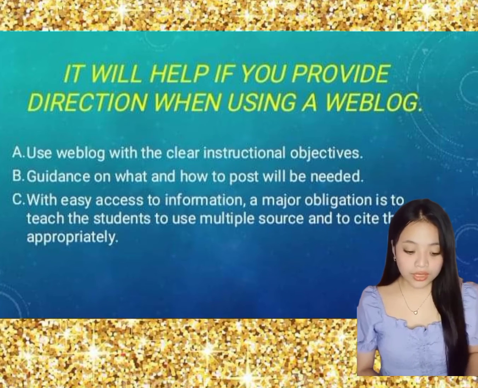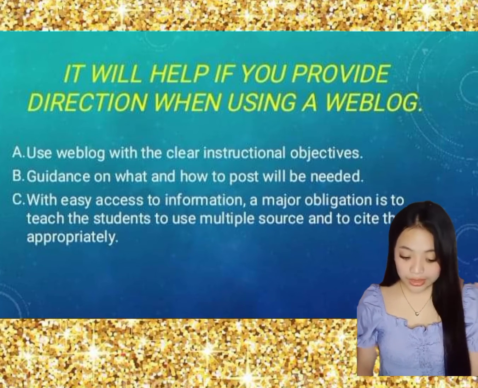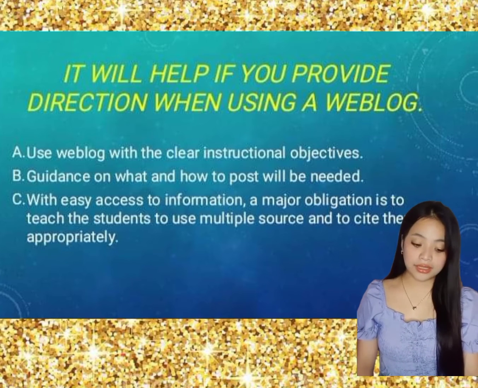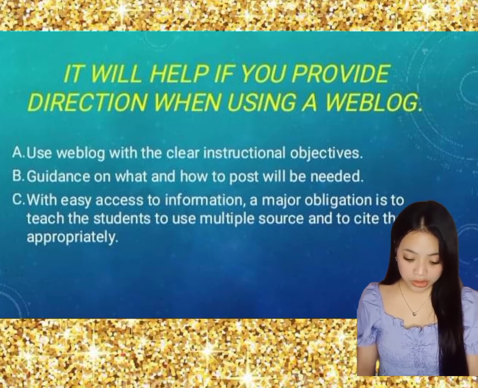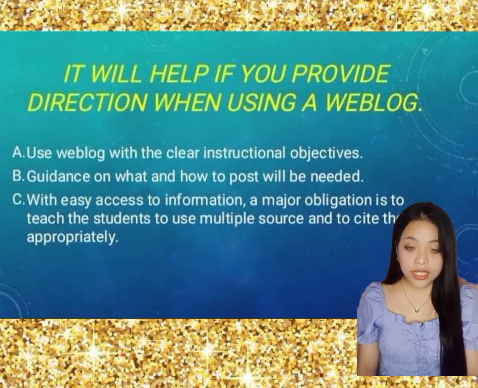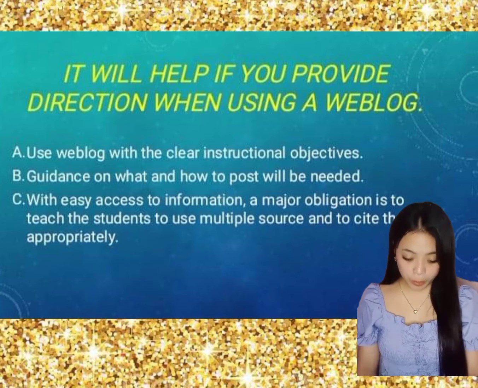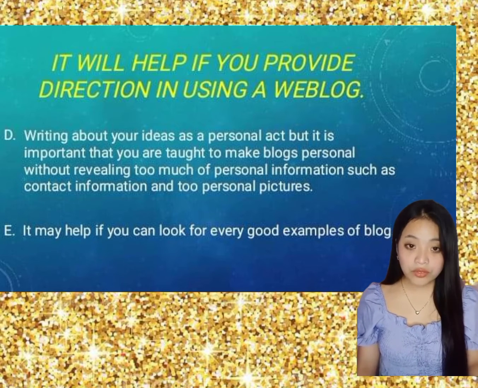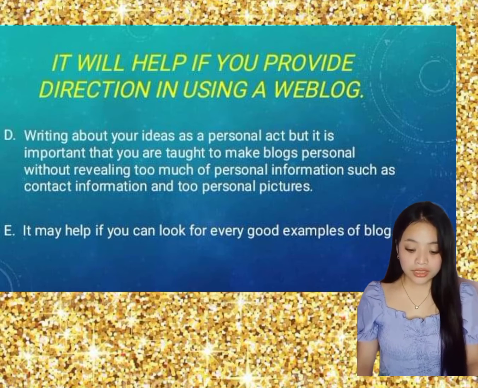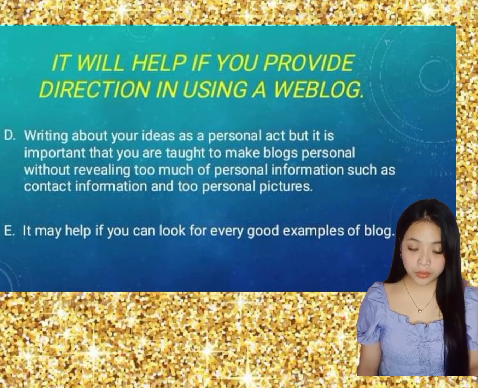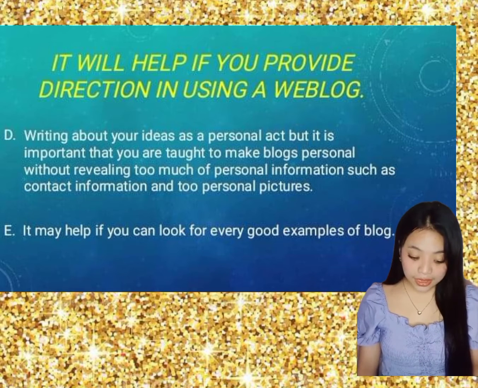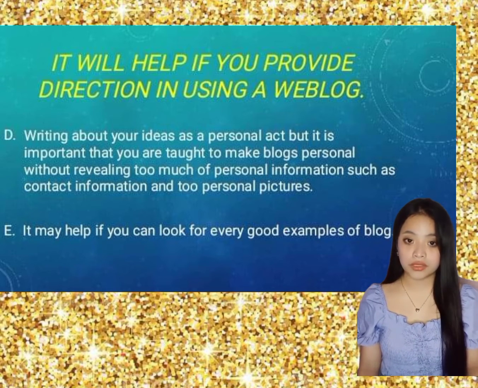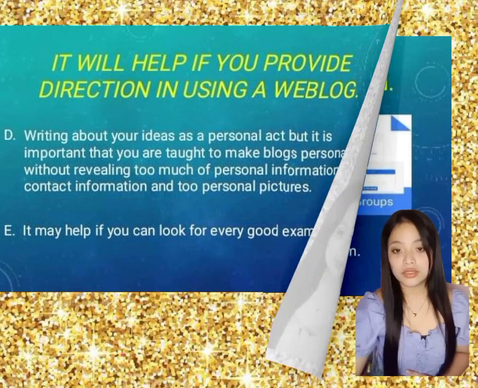Okay, so in using a weblog, we definitely need to provide direction to enable us to be guided. So letter A, use weblog with clear instructional objectives. Letter B, guidelines on what and how to post will be needed. Letter C, with easy access to information, a major obligation is to teach the students to use multiple sources and to cite them appropriately. Letter D, writing about ideas is a personal act, but it is important that you are taught to make blogs personal without revealing too much personal information, such as contact information and too personal pictures. And letter E, which is the last, it may help if you can look for very good examples of blogs.